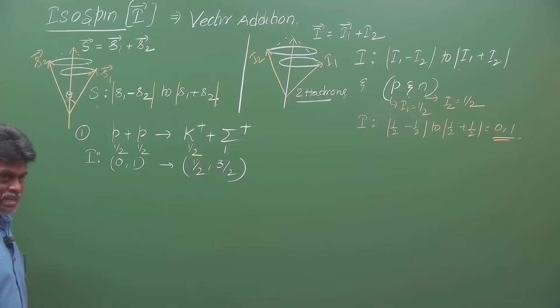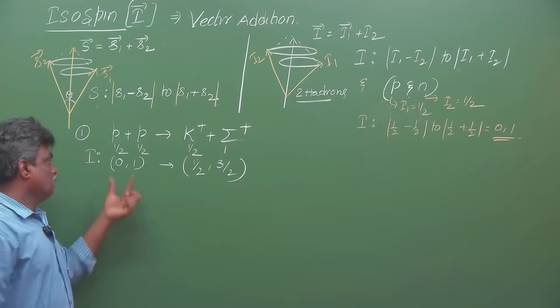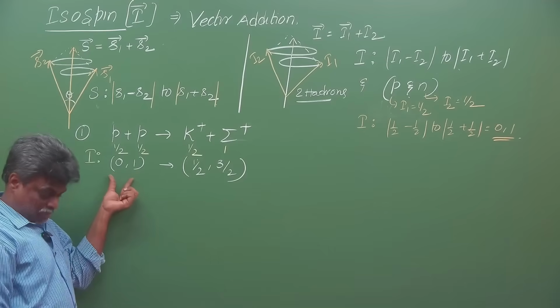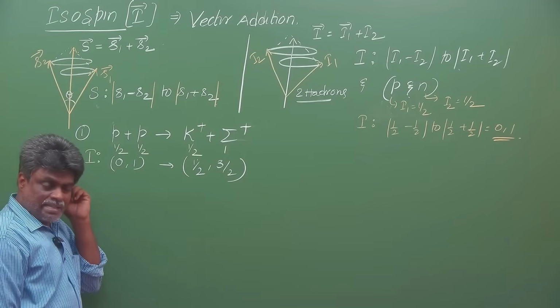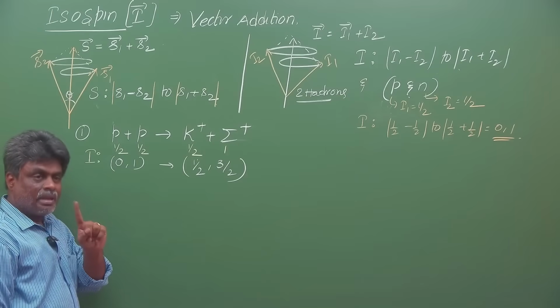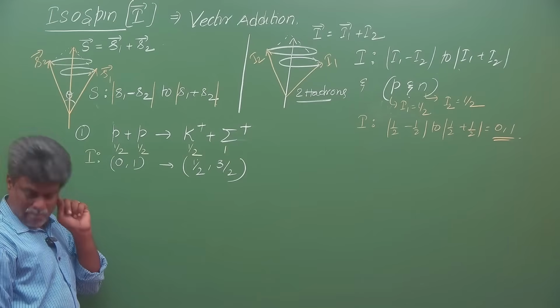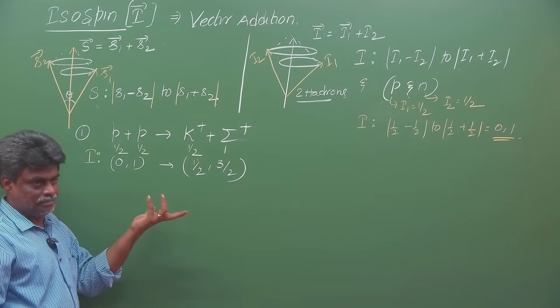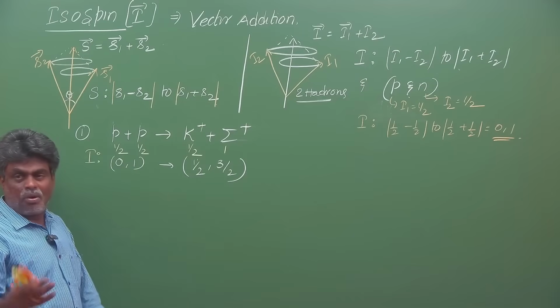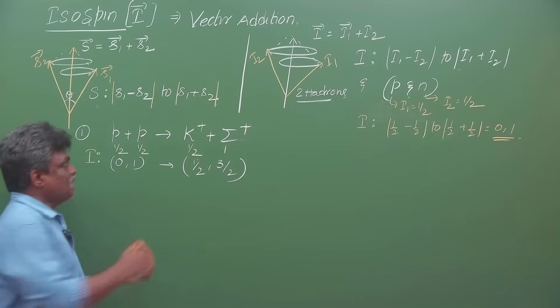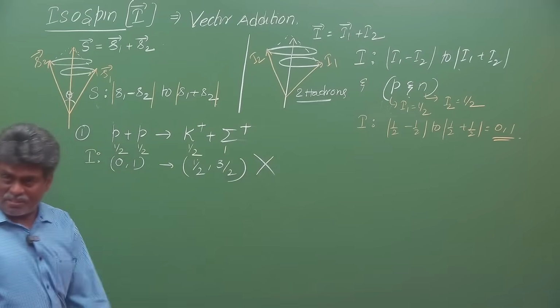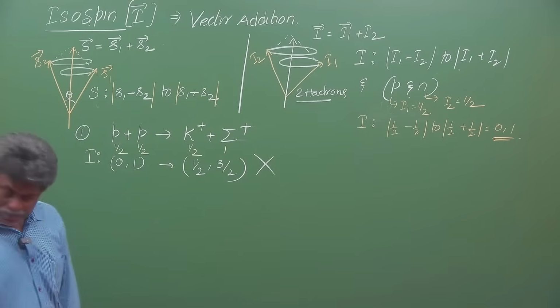Very few people are saying the answers. What are the left hand side values? Right hand side values? At least one number must be common. If there is not at least one number common, then isospin is not conserved. Understand?